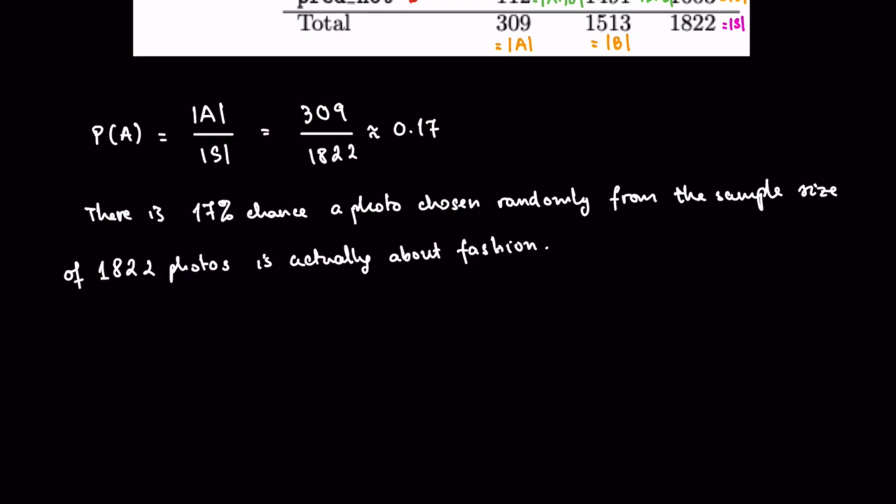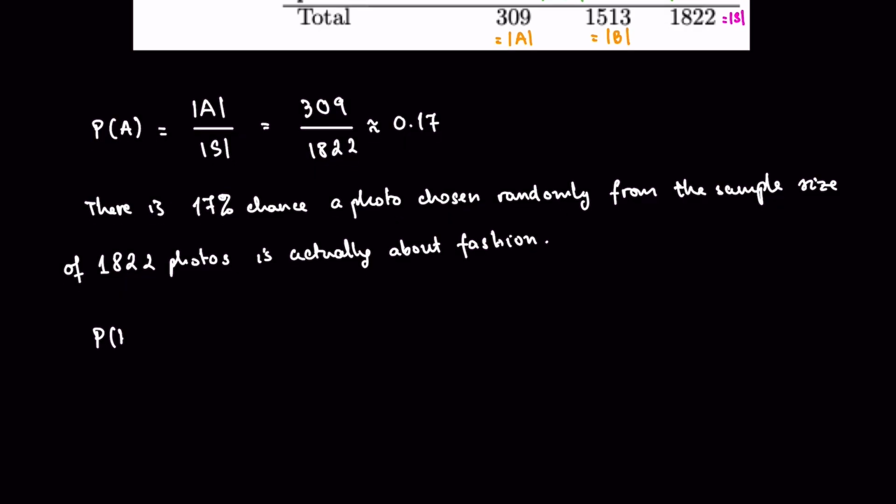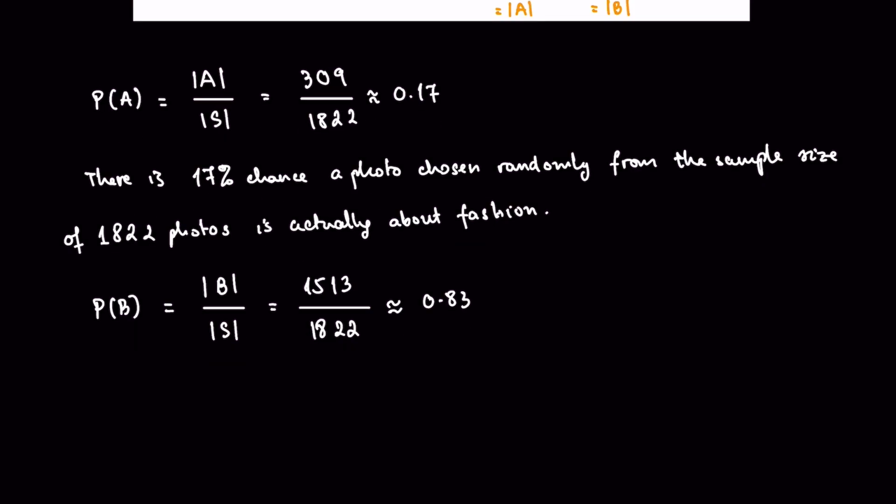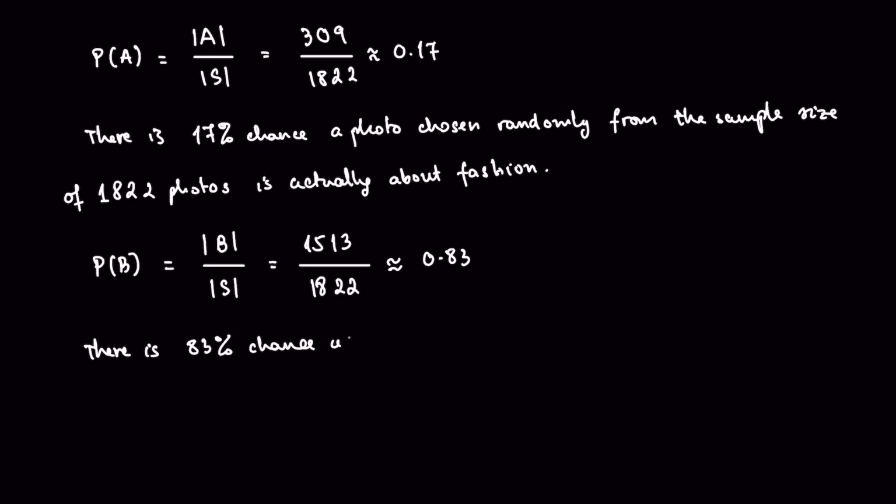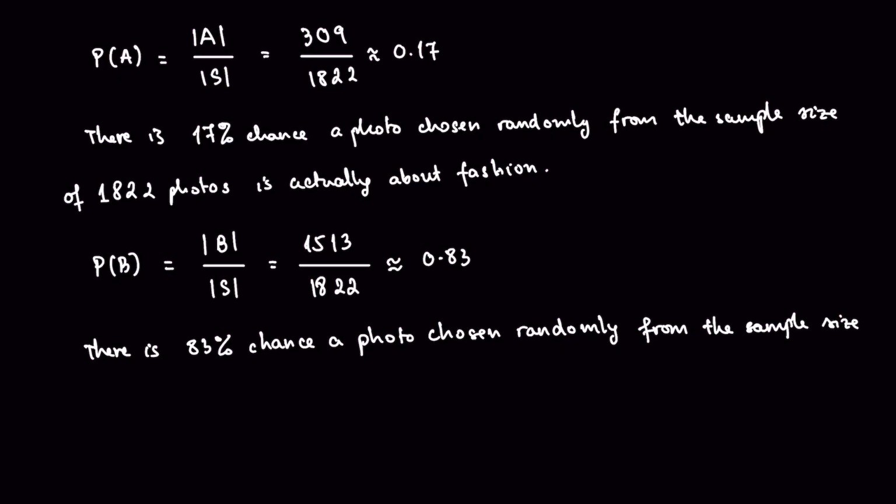Now you can do similar calculations for the probability of B, the probability of C, and the probability of D. So the probability of B is equal to the cardinality of B divided by the cardinality of S, and you get 1513 divided by 1822. This is approximately equal to 0.83. So there is an 83% chance that a photo chosen randomly from the sample size of 1,822 photos is actually not about fashions.